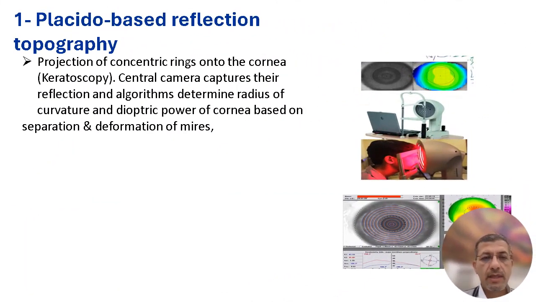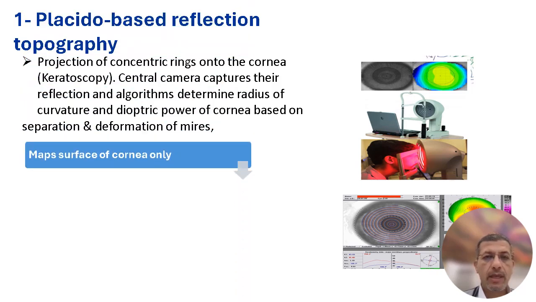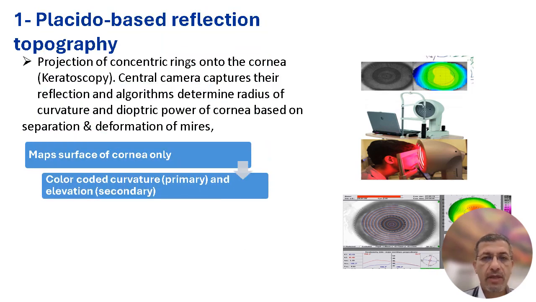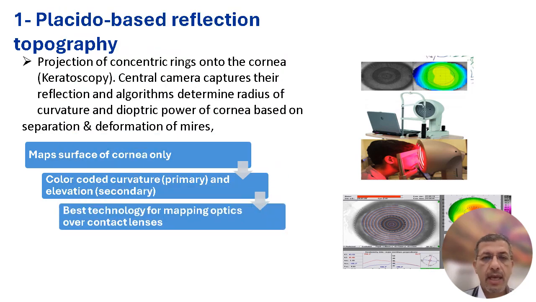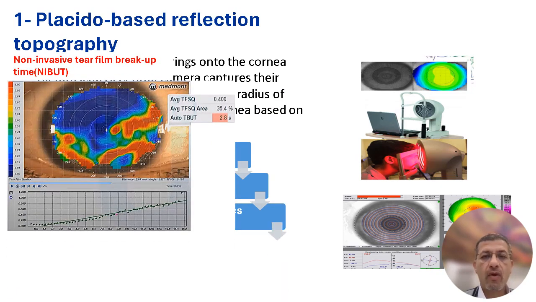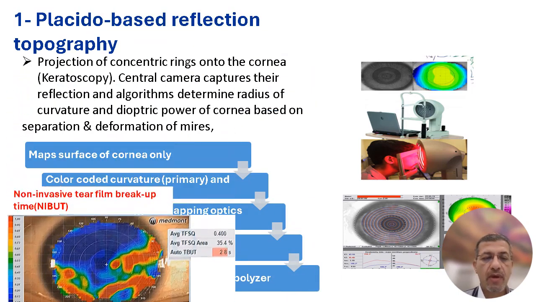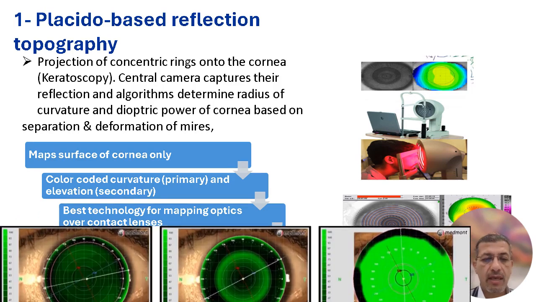The Placido disc-based topography, owing to its property of gathering information from the anterior surface of the cornea, is useful in studying the tear film analysis and also for contact lens fitting and in the field of orthokeratology, because it is primarily measuring the curvature of the cornea and determining the slope and the power of the cornea, and the shape of the cornea or the elevations is secondarily measured.